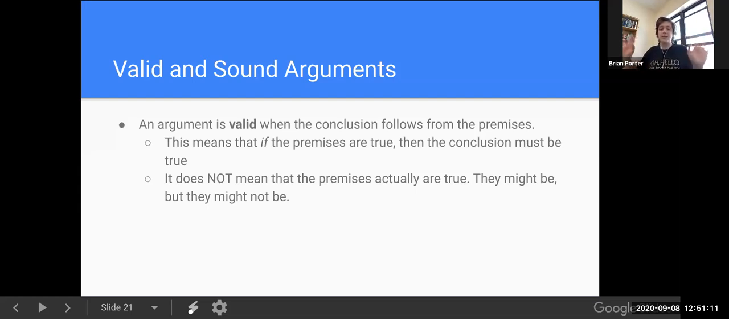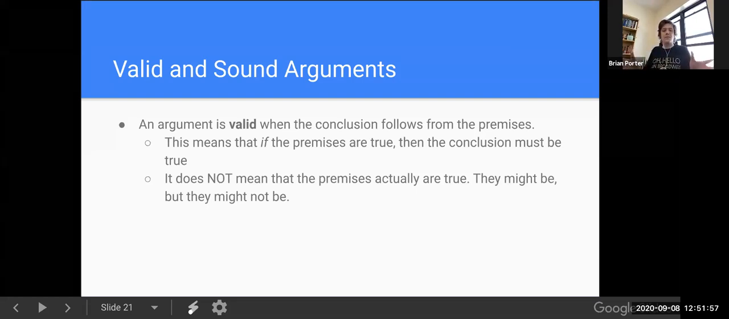So before we look at whether or not the premises are true, or even without looking at whether or not the premises are true, we can gauge whether or not an argument is valid. And we can gauge that by looking at whether or not the conclusion follows from the premises, whether or not the truth of the premises would guarantee the truth of the conclusion. Or another way to phrase it that philosophers like to use is that it's logically impossible for the premises to be true and the conclusion to be false. So having both the premises true and the conclusion false is logically impossible. That's another way of phrasing a valid argument.